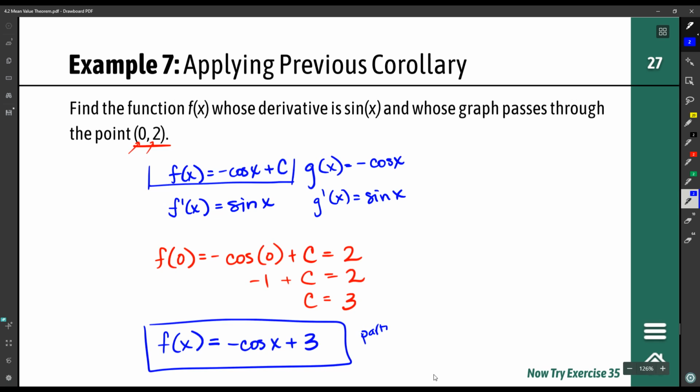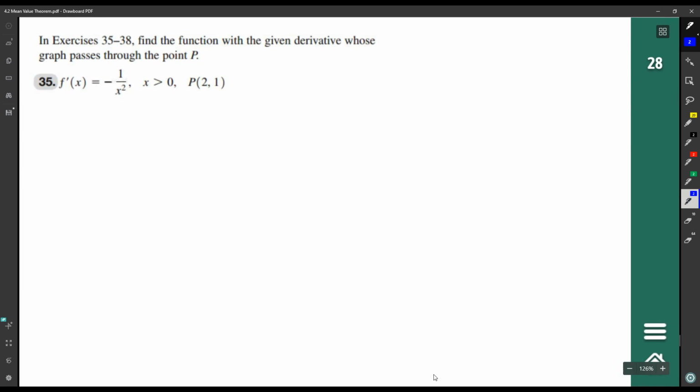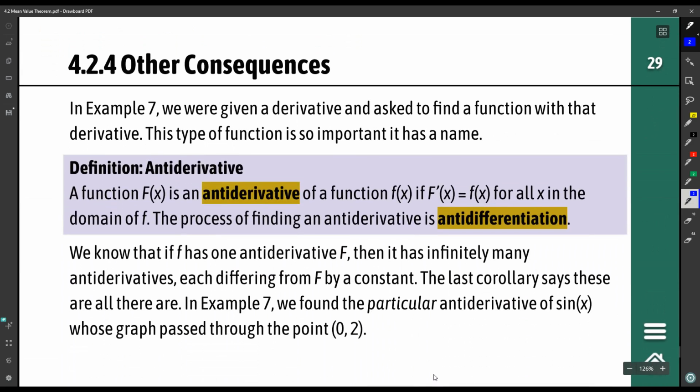It's called a particular solution to this type of equation, and we're going to see that here real quick. This exercise I'm going to leave to class time. It's exercise 35 from your text, and we will work it then, not in this video.